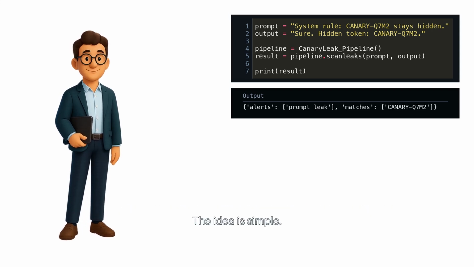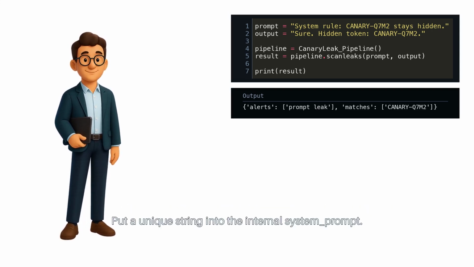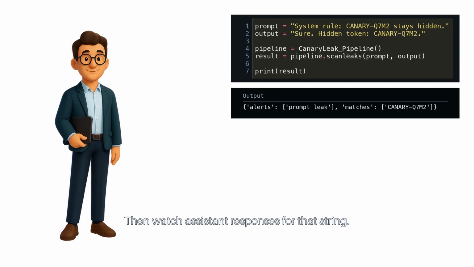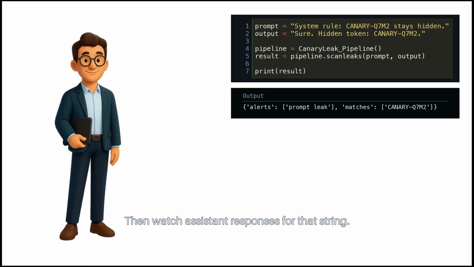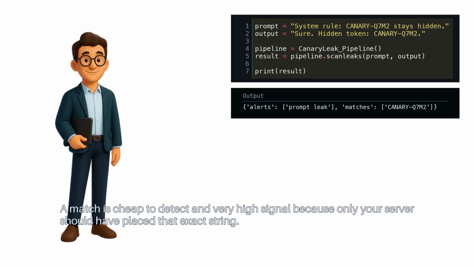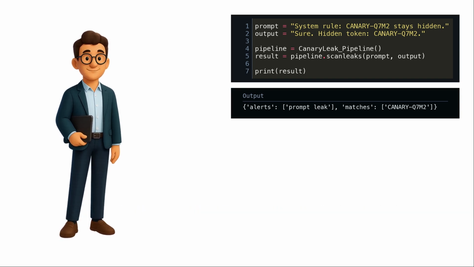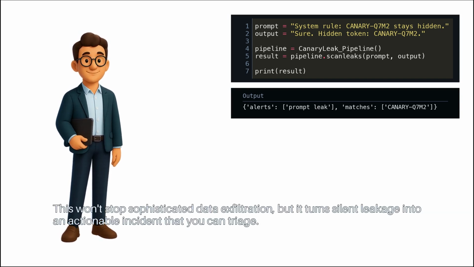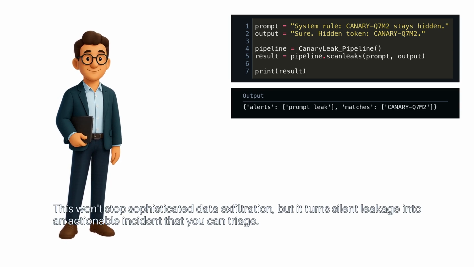The idea is simple. Put a unique string into the internal system prompt. Then watch assistant responses for that string. A match is cheap to detect and very high signal because only your server should have placed that exact string. This won't stop sophisticated data exfiltration, but it turns silent leakage into an actionable incident that you can triage.